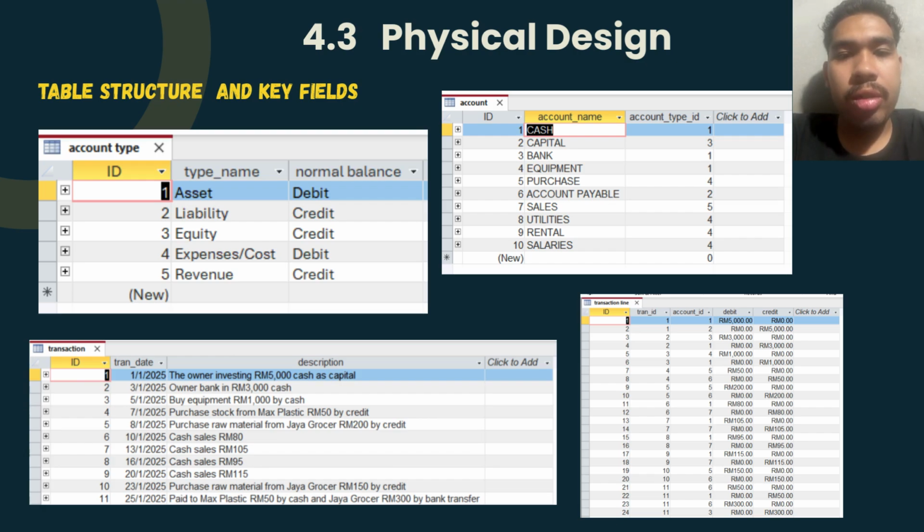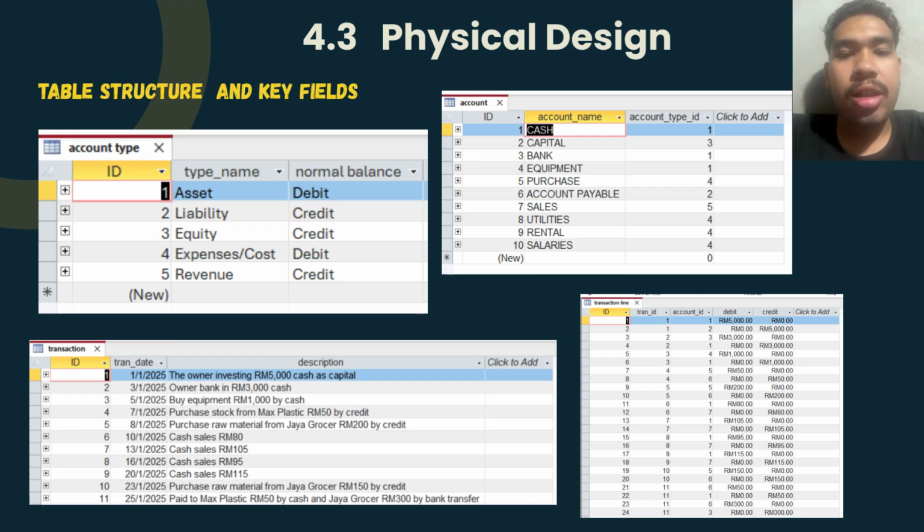It includes fields such as transaction ID, transaction date, and description. Each transaction is recorded in chronological order to provide a complete history of business activities. The data shown includes examples such as owner capital investment, cash and bank sales, purchase of stock and raw materials on credit, payment for utilities, store rental and wages, as well as bank and bank transfer transactions.